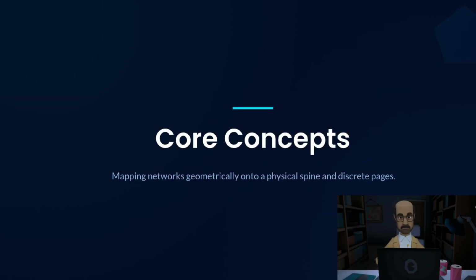At its heart, a book embedding is all about mapping networks geometrically onto a physical spine and discrete pages. Instead of looking at a graph as a random web of intersections, this concept forces us to rethink its geometry. We take the abstract components of a graph, the vertices and the edges, and embed them into a structure that looks exactly like a book. To do this, we rely on two fundamental elements: a single linear line, which acts as our anchor, and multiple separate half-planes that branch out from it. Let's look at how these components actually work in the next slide.